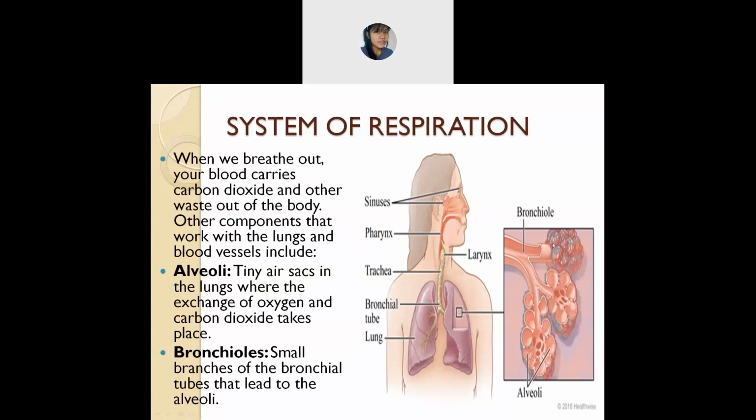Okay, inside the lungs you will see the bronchiole. This is the bronchiole. So these bronchioles, they are like what? They are like small branches, and they are connected with the alveoli. This is the alveoli. Understand? This is the bronchiole. They are like branches, and they will lead to the alveoli. So this is the alveoli.